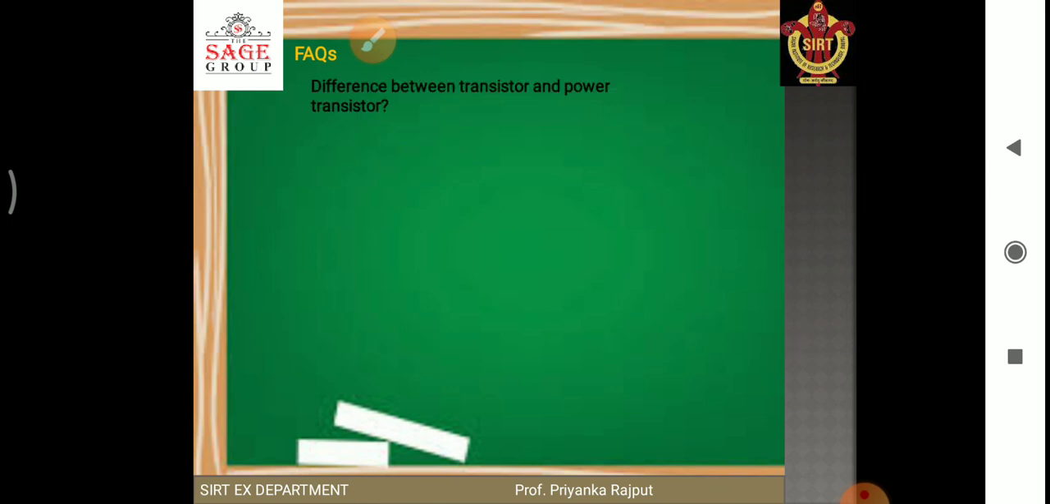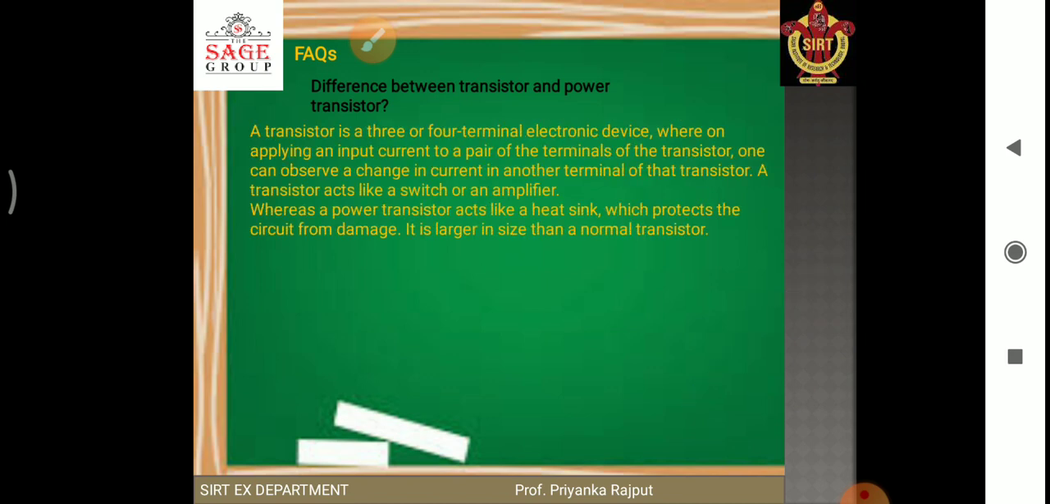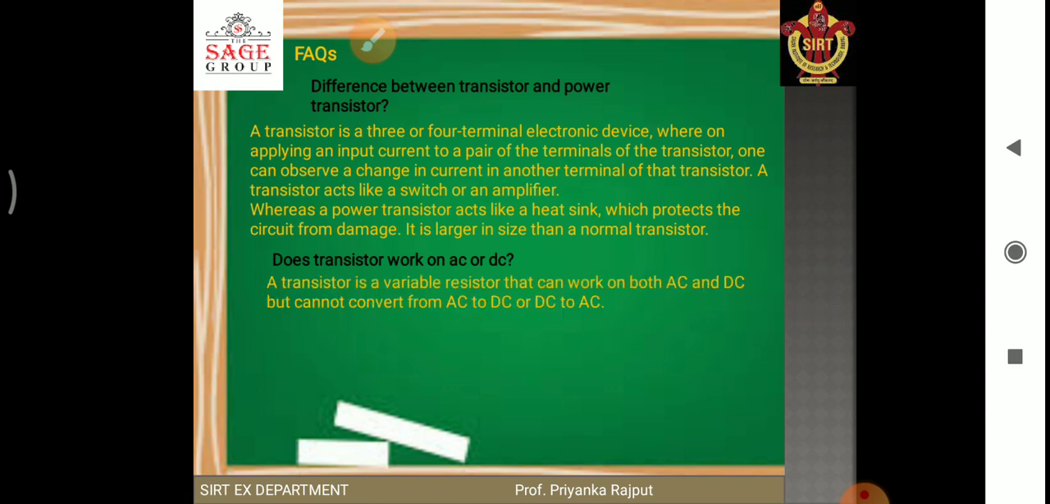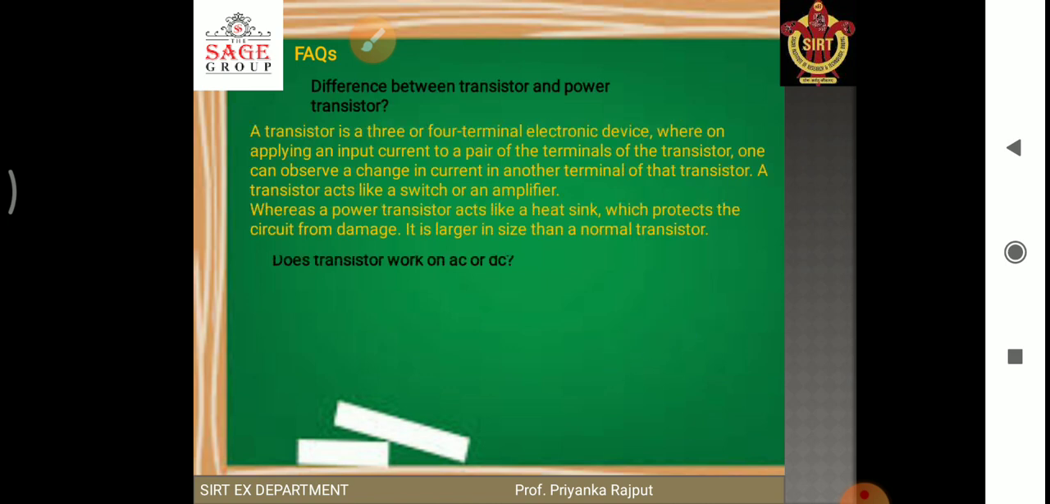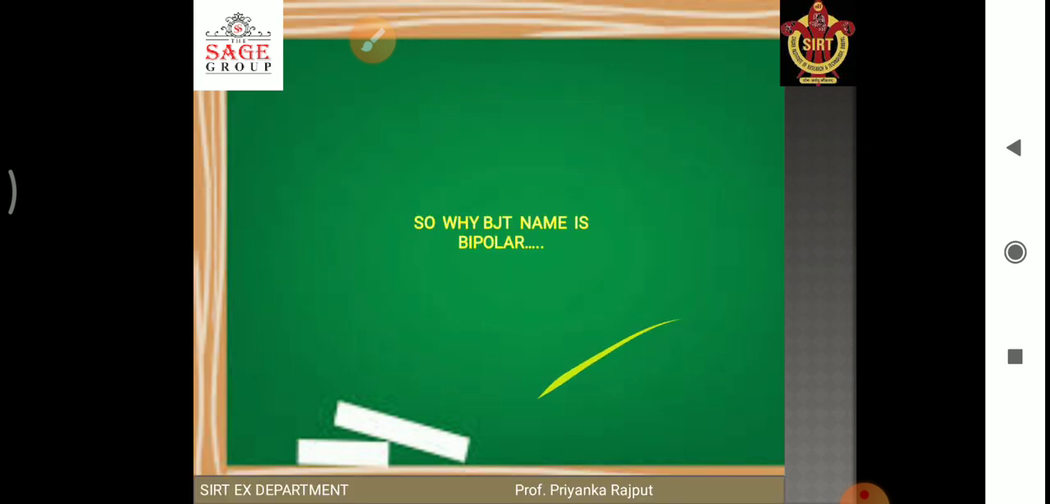Now, some questions. Firstly, what is the difference between a simple transistor and a power transistor? This is the answer, please see. Next, does a transistor work on AC or DC? Everyone knows: a transistor is a variable resistor that can work on both AC and DC but cannot convert from AC to DC. Now, next question, the difference between transistor and power transistor. Everyone knows. Next.